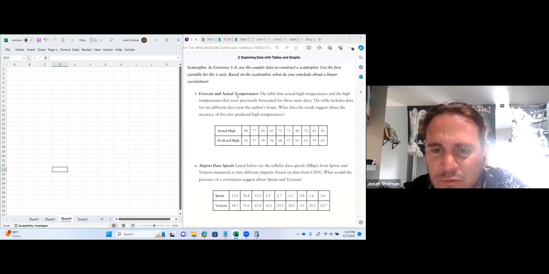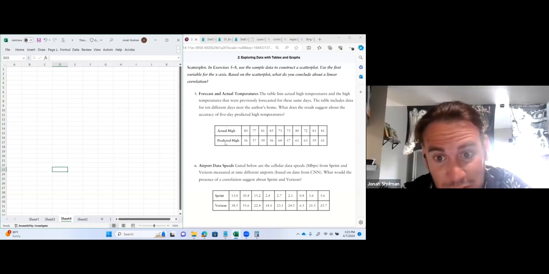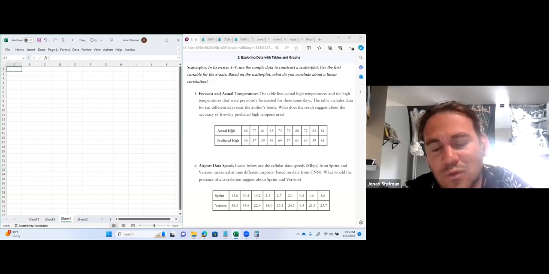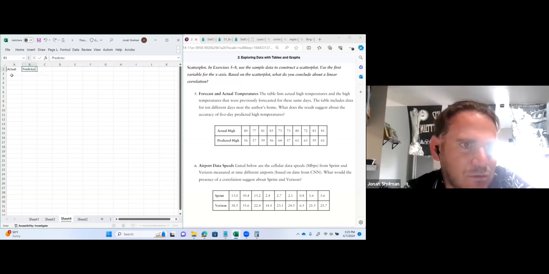Use the first variable for the x-axis. So we're using the actual and seeing if that makes the prediction. I would go the other way around because it says predicted on it. But guess what? That's not my example. To me, this would be X and this would be Y because it has the word predicted in it. So I'm fine with that. I'm not going to argue with the values.